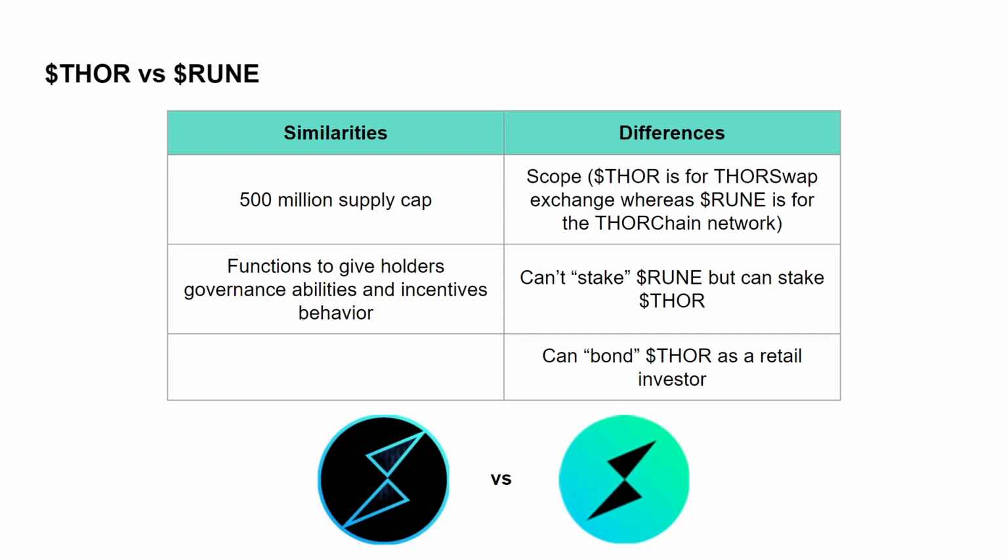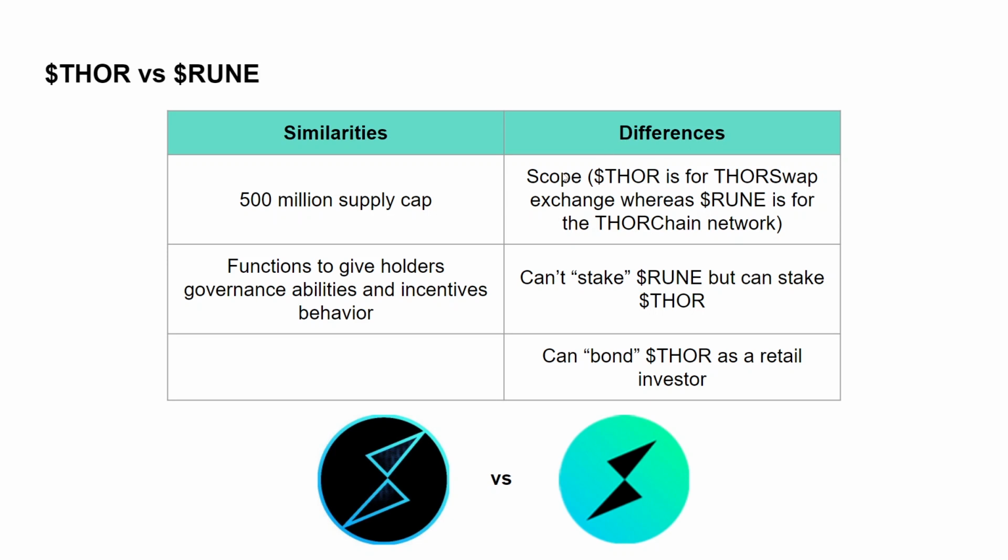I'm going to quickly summarize the differences and similarities between the THOR and RUNE tokens before going into what I can do with the THOR token and walk through some of those processes. For similarities, THOR and RUNE both have a 500 million cap supply, and that's being emitted on a set schedule across multiple years. And then at a high level, they function to give holders governance abilities and incentivize behavior. And that's pretty much where their similarities stop, and the rest are differences.